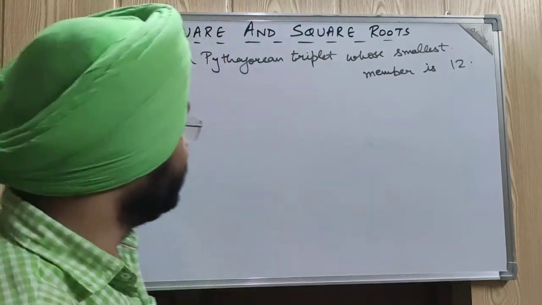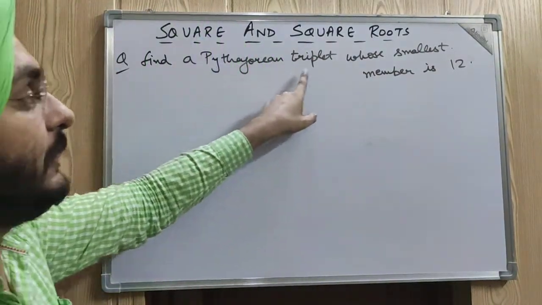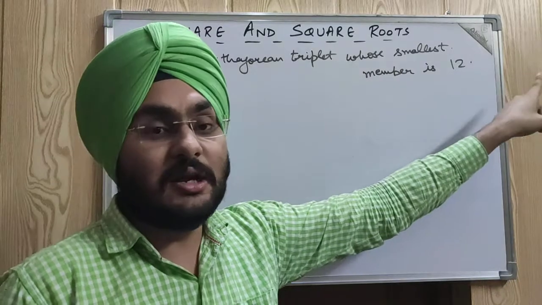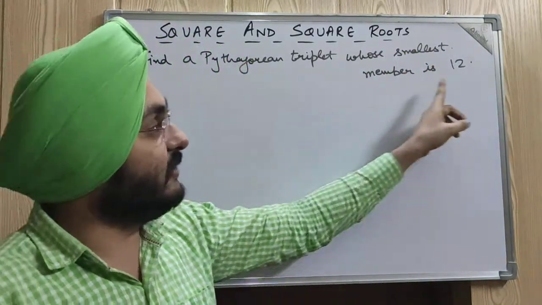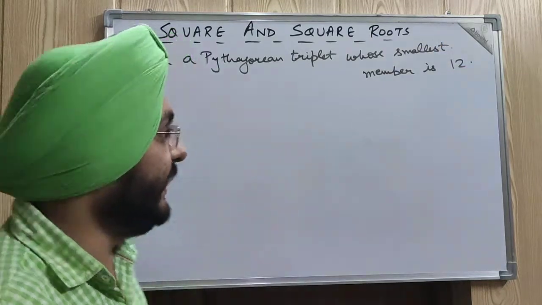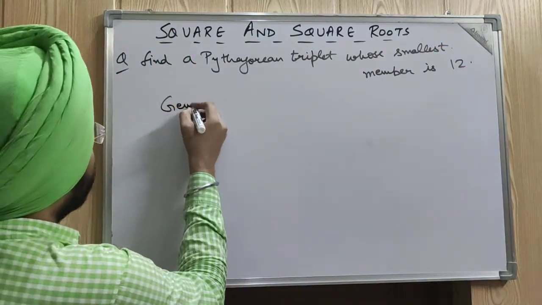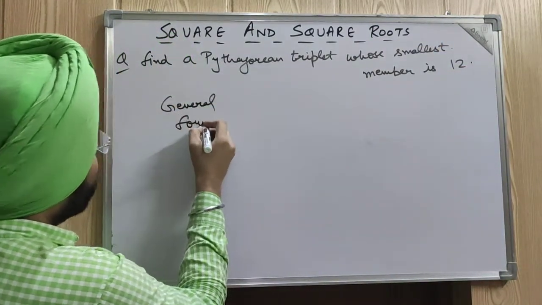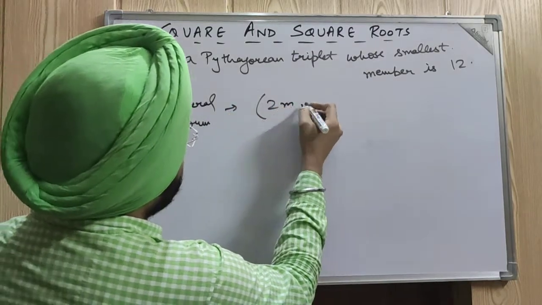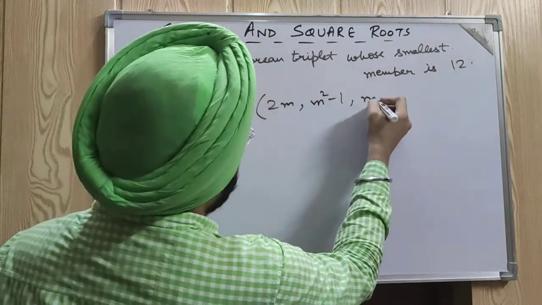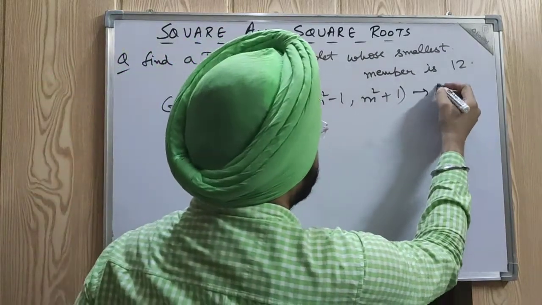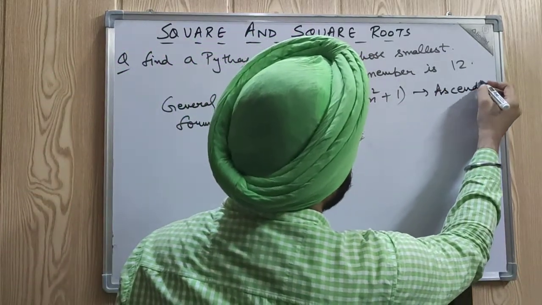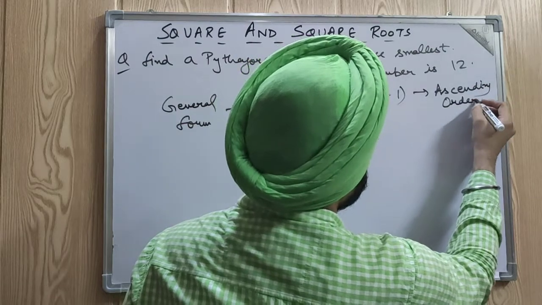The next type of question we have been given here: find a Pythagorean triplet whose smallest member is 12. We have three numbers, and the smallest number given is 12 here. So how to find it? Firstly I am writing the general form of the Pythagorean triplet. That is 2m, m square minus 1, m square plus 1. And these three are arranged in ascending order only. It is always written in this form, in ascending order.